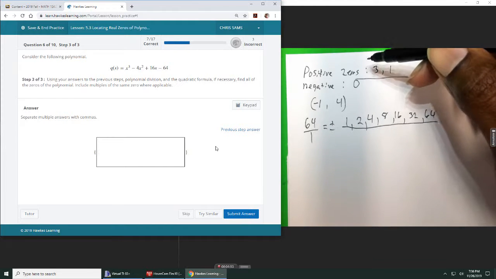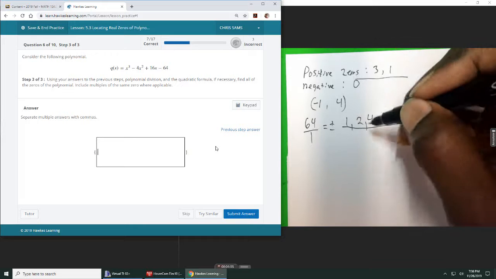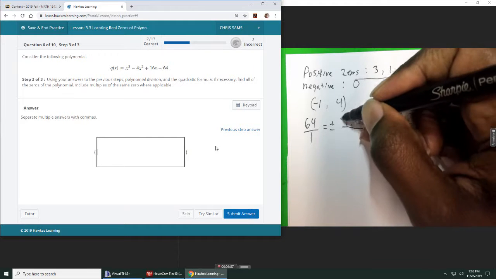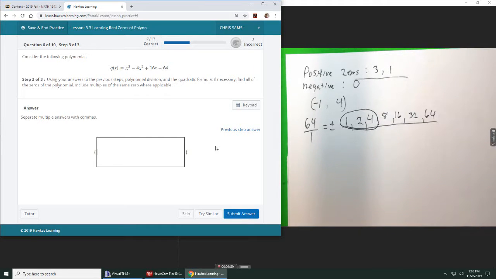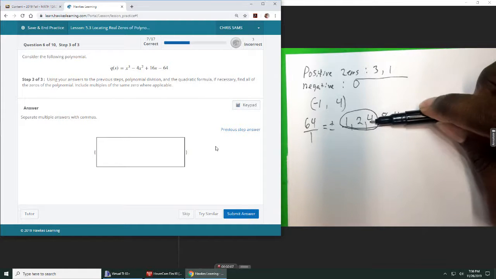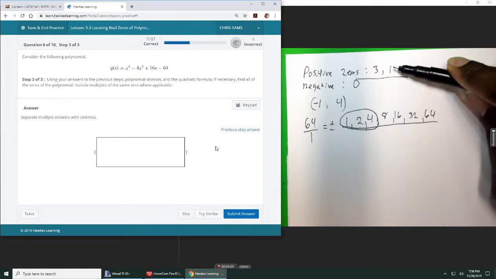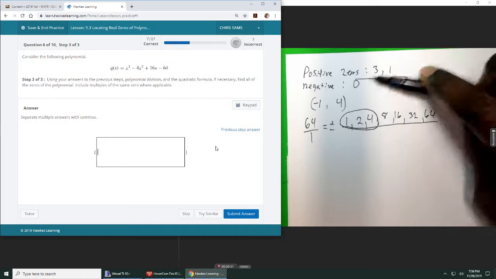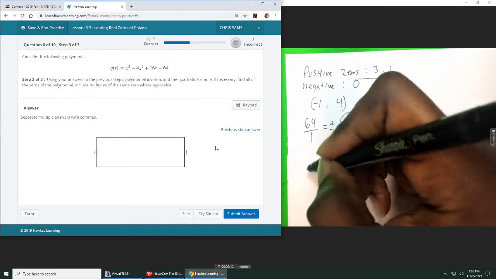Basically, what we just found out from these two rules we just applied, we only need to try these numbers: 1, 2, and 4, and only the positive of those. We don't have to try the negative. So we're going to try synthetic division. Now, what we're going to find out is either all 3 of these numbers work, or 1 of these numbers works. Okay? That's the possibilities. So we're going to try the number 1 first.